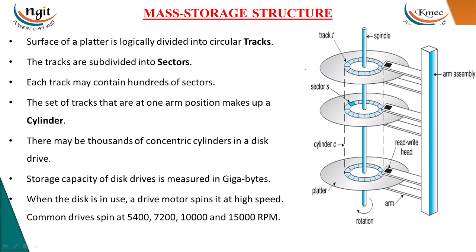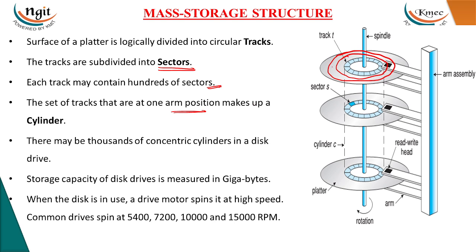Now let's see what the different parts of the platter are. The disk platter is divided into a set of tracks, that means it can be divided into different tracks, like this. The tracks are subdivided into sectors. The set of tracks at one arm position makes up a cylinder.